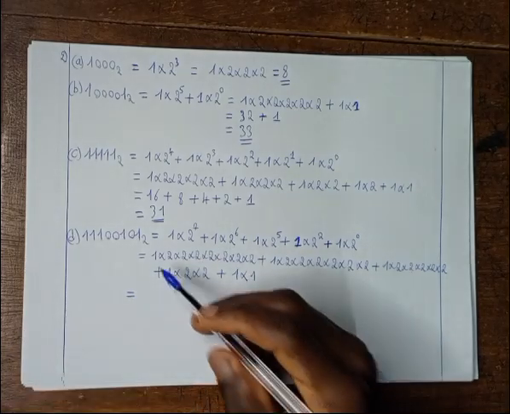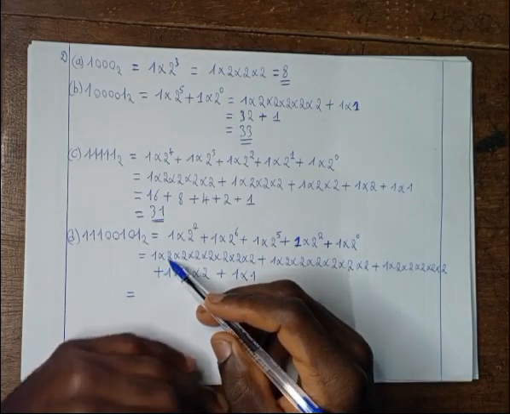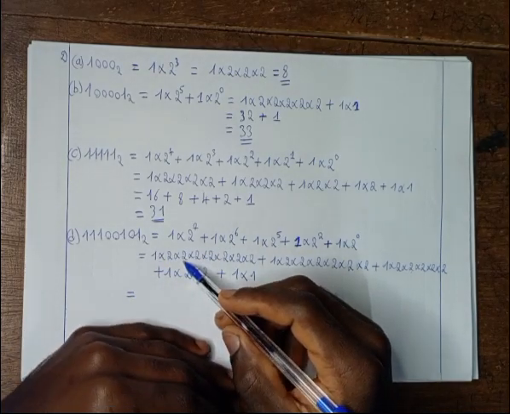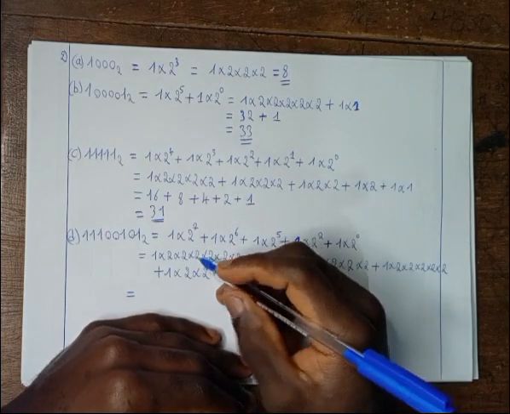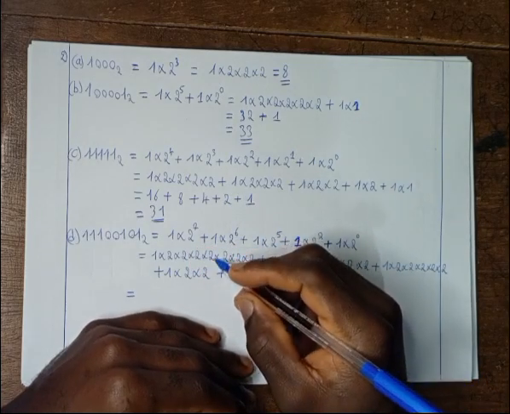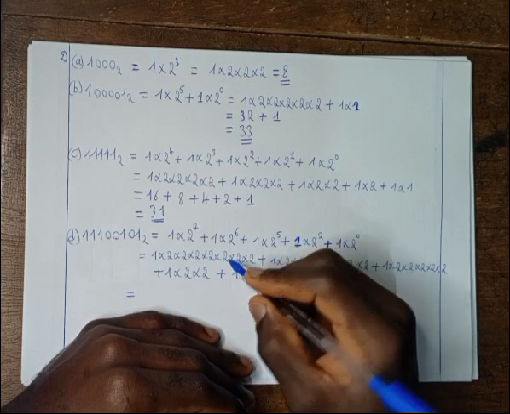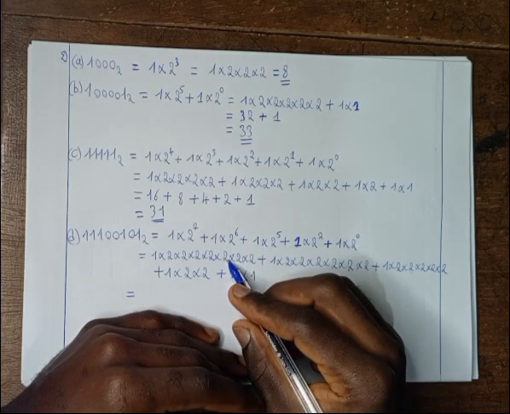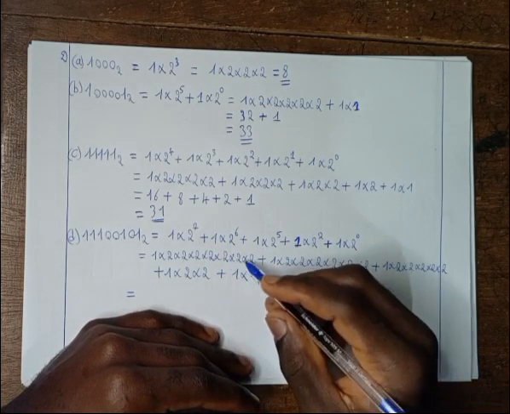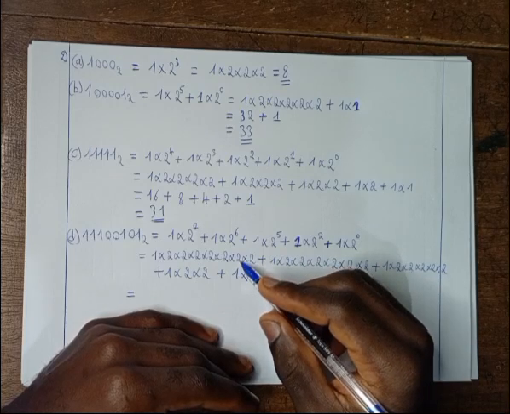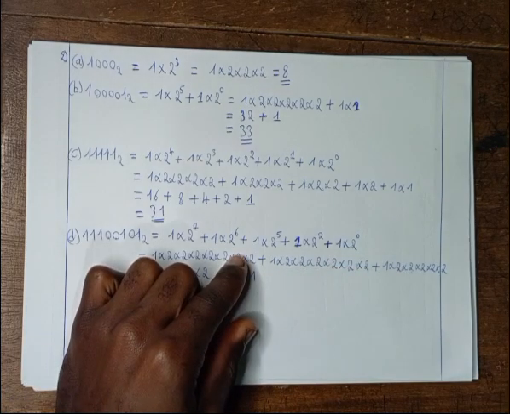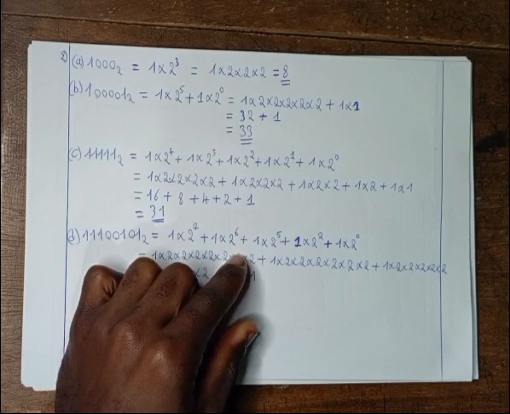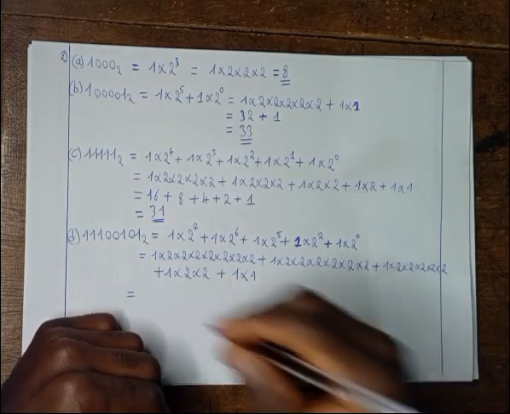This will be equal to 1 times 2 gives us 2, times 2 gives 4, times 2 gives 8, times 2 gives 16, times 2 gives us 32, times 2 gives us the number 64, times 2 it gives us the number 128.